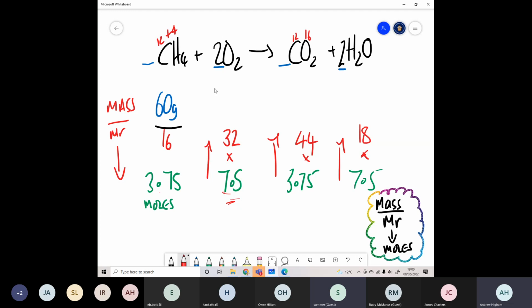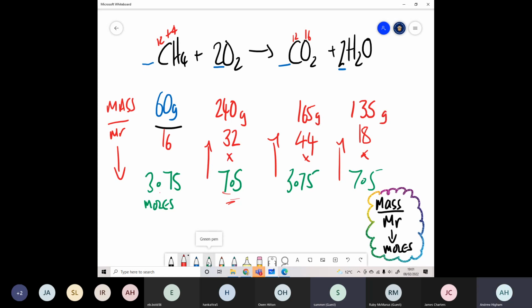So 240 grams. We're going to go for 3.75 of 44, which is 165. And then we're going to go for 7.5 of 18, which is 135. Okay, so these are all in grams.